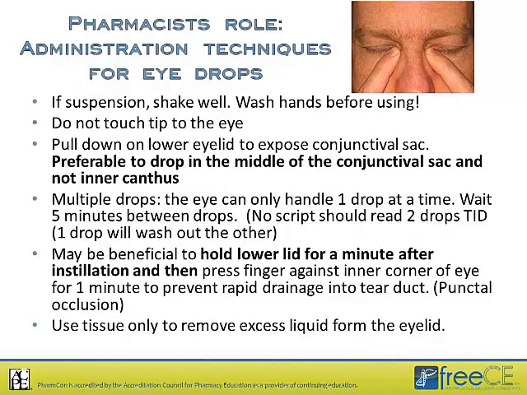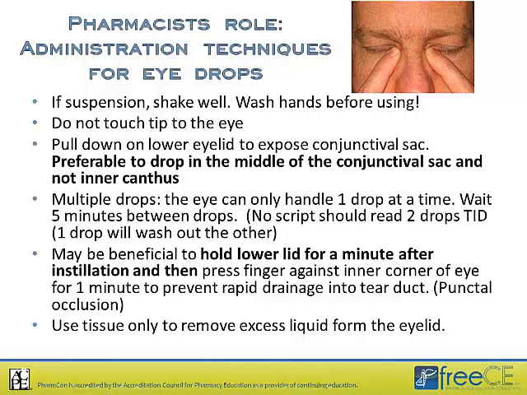Another role that we pharmacists play is in the administration techniques for eye drops. Remind your patient, if it's a suspension, shake it well. Wash your hands before using. Do not touch the tip of the eye drop to the eye. Pull down on the lower eyelid to expose that conjunctival sac, and it's preferable to drop it in the middle of the conjunctival sac and not on the inner canthus of the eye. Pull down, make the conjunctival sac in the center of the eye. That's the spot where you want to put that eye drop.